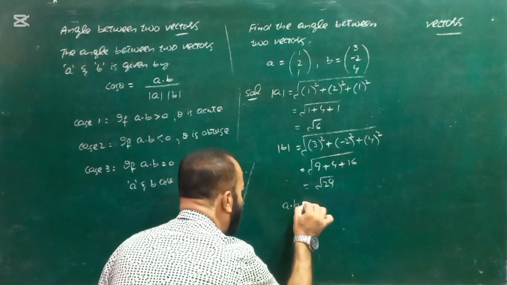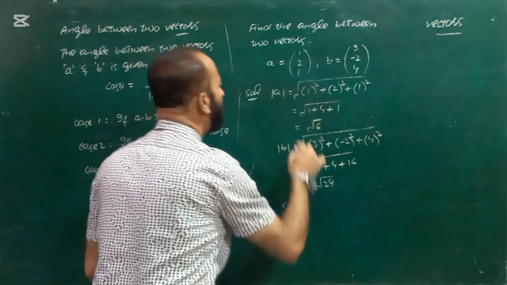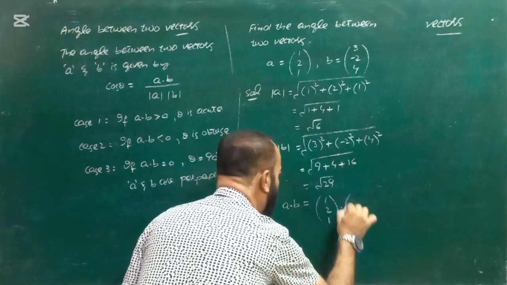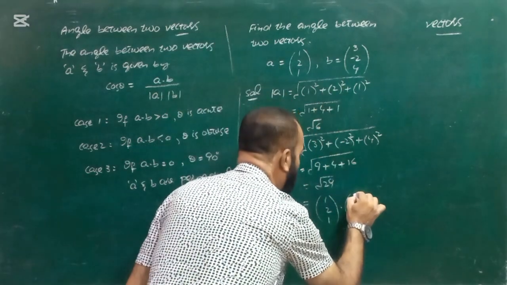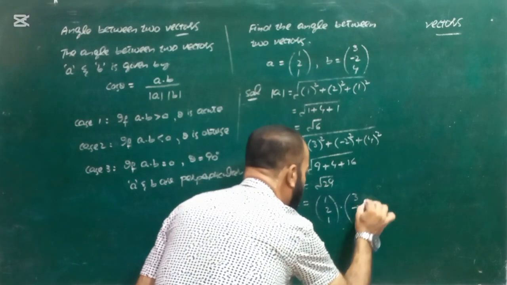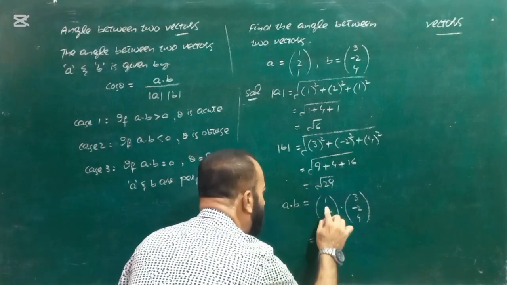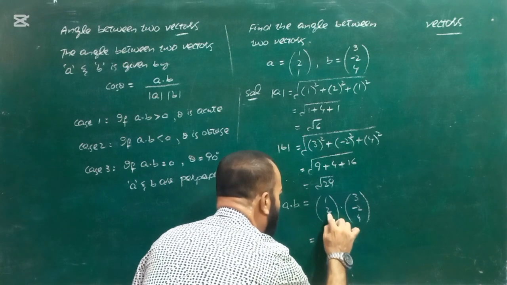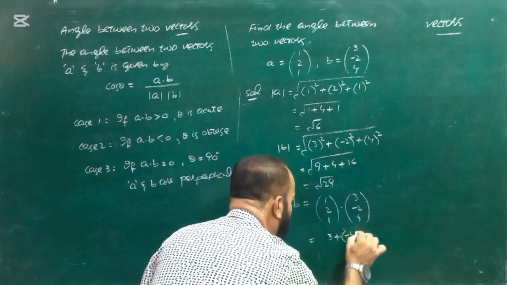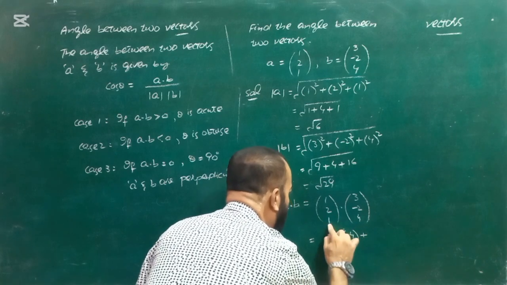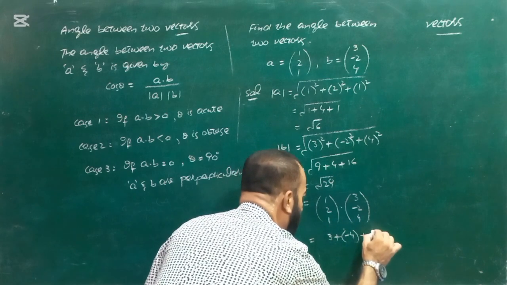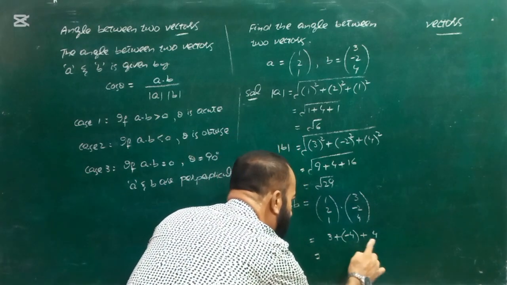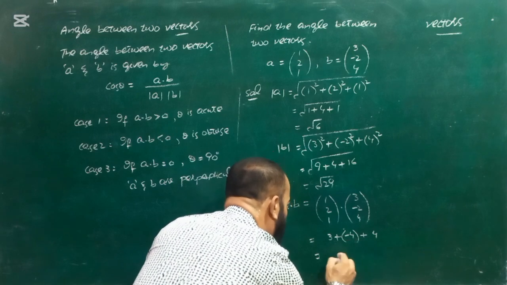So look now, A dot B. A is 1, 2, 1 and B is 3, minus 2, 4. Respective elements will be multiplied. So look now, 1 3s are 3, plus 2 minus 2s are minus 4, and then plus 1 4s are 4. So after solving it, that will make 3 plus 4, 7, minus 4 will be 3.